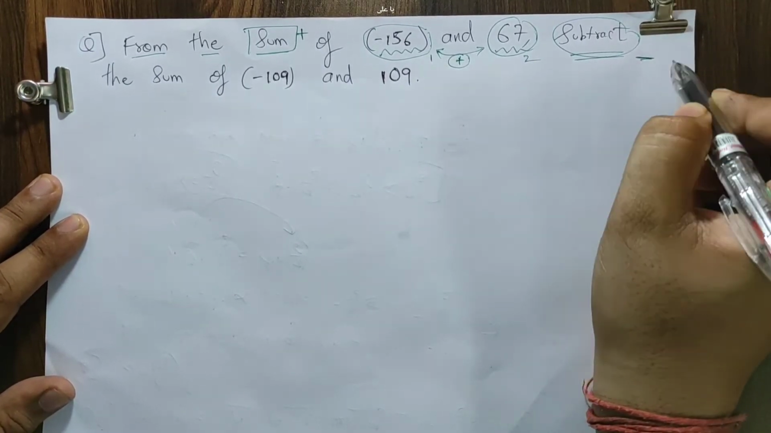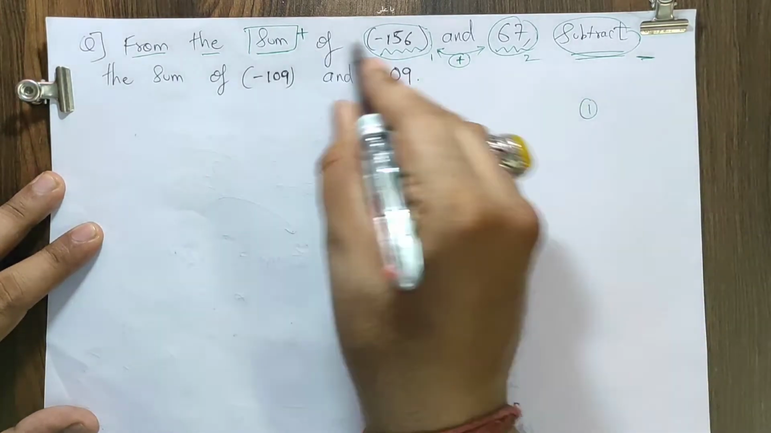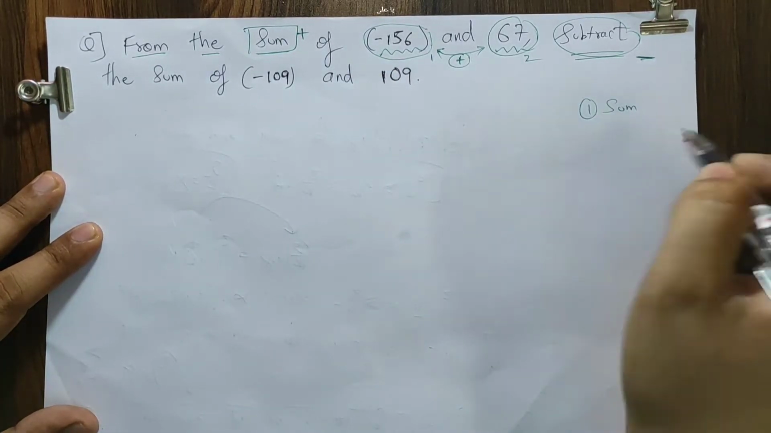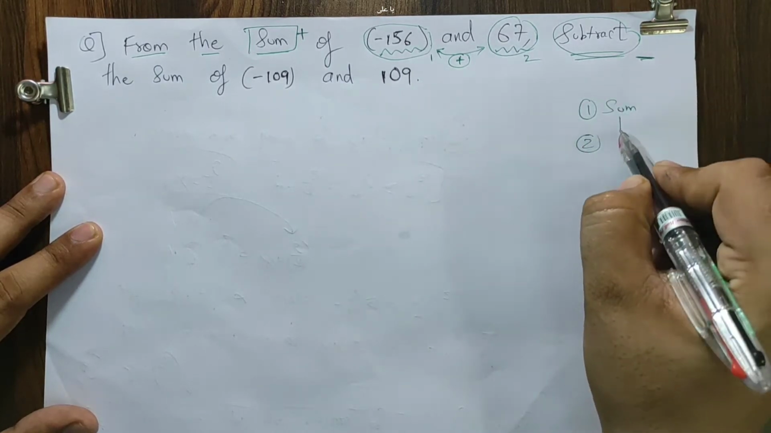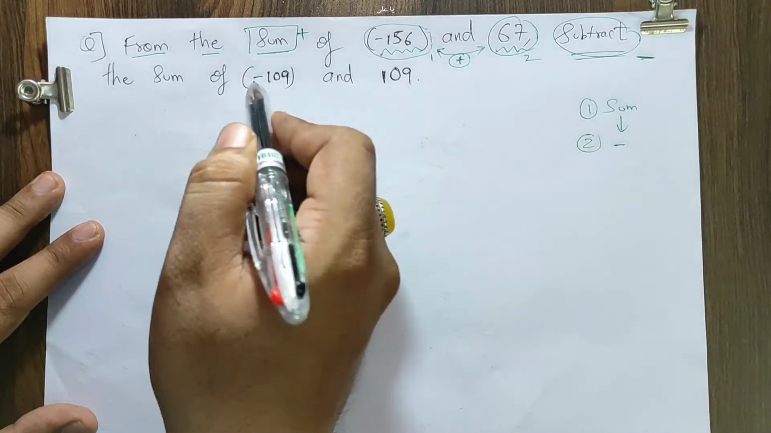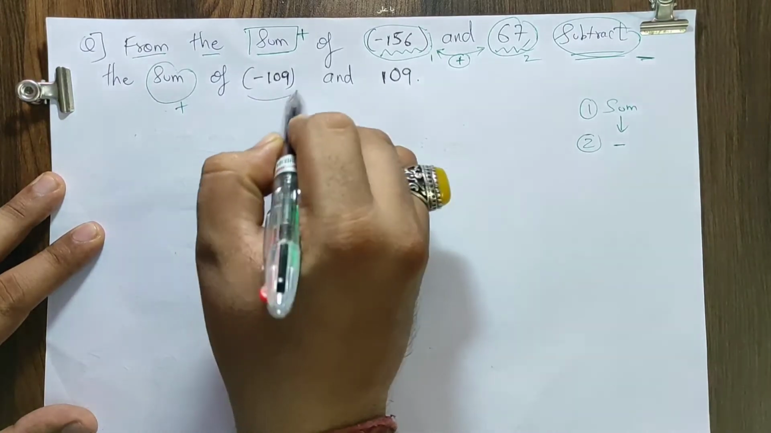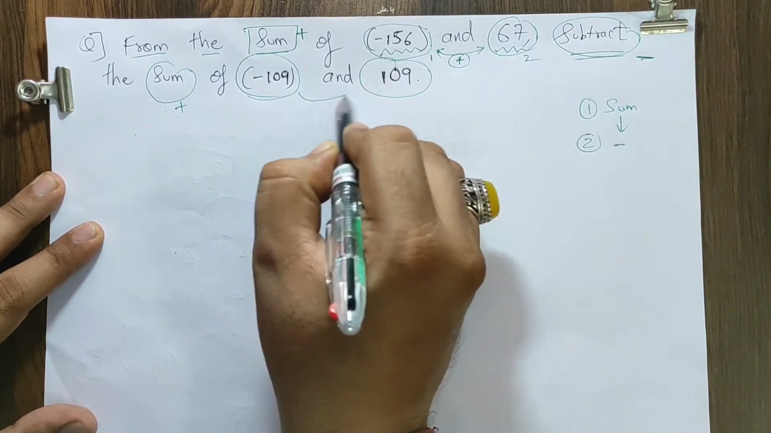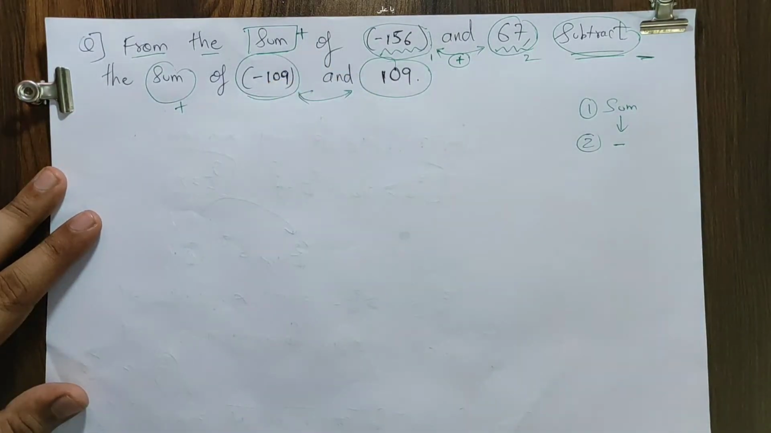Subtract means what? Subtract means minus. Okay, so first step will be, we need to find the sum of the two numbers. Okay. Second step, subtract. From this sum, subtract. What to subtract? The sum. Another sum is given. Sum of these two numbers. Okay. So total there are two sums. Sum means addition.